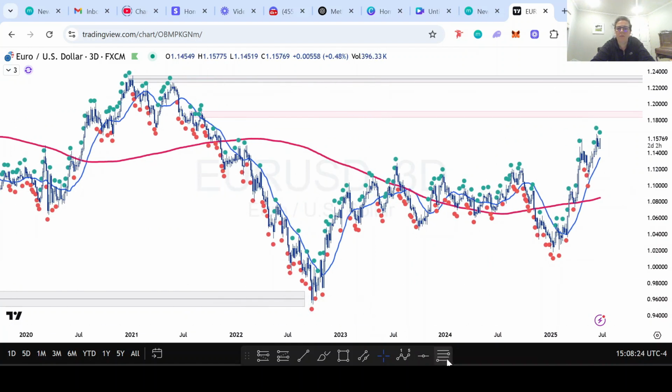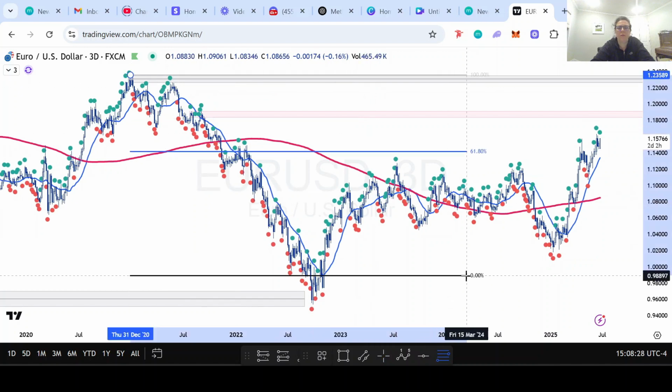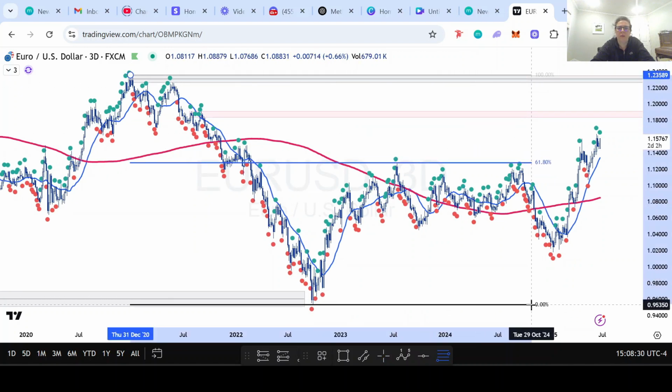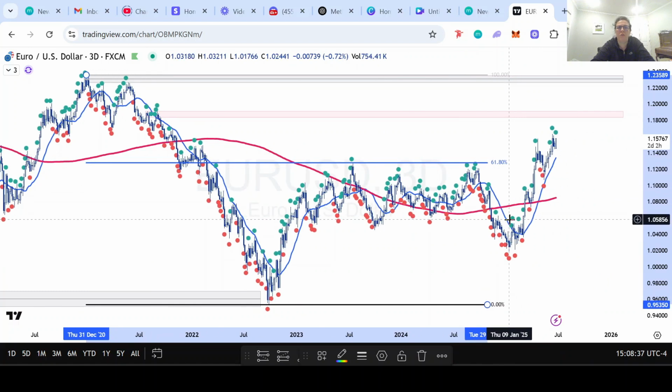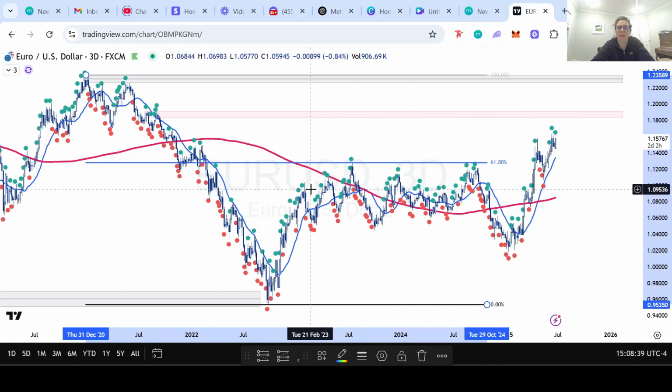So if we take our fib, go over the top to the bottom, you'll see that we've been stuck under the 61.8 fib range, and we've been ranging since 2023 all the way to the start of this year. So it's a good 1.5 to 2 years that we've been ranging here.